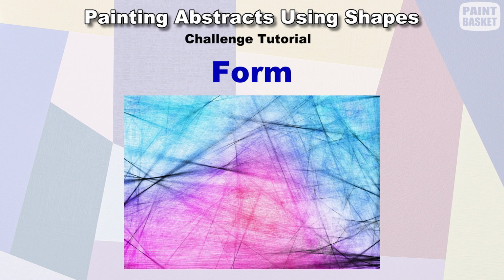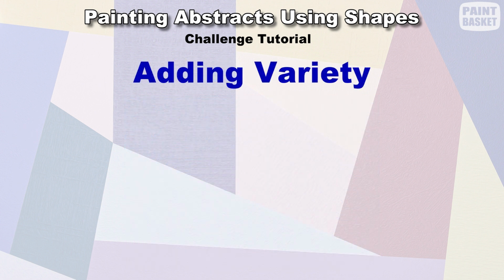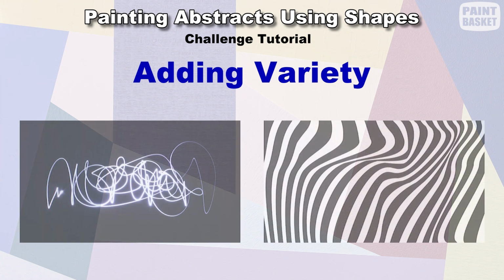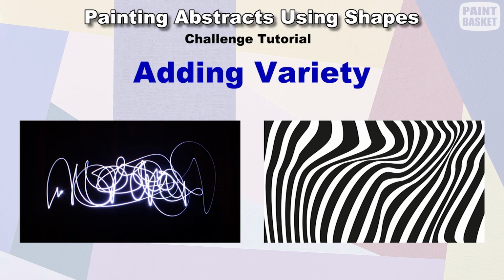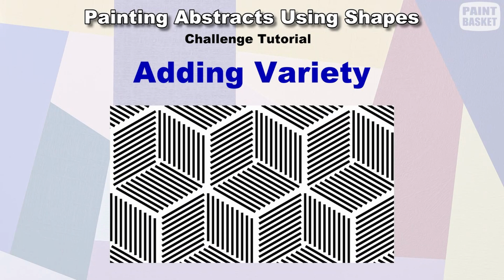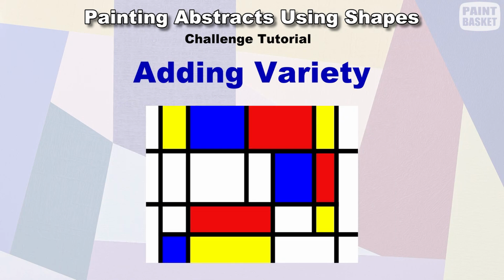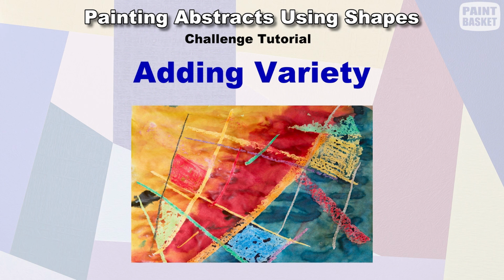Now, let's take a look at a few ways we can add variety to our lines, shapes, and forms in order to create interesting abstracts. The simplest method is to vary the thickness of your lines to create artworks like these. You can also play around with line directions to form repeating patterns, like this. Here is a classic example of how Piet Mondrian used line and color to create his famous modern abstracts. You can take this even further by adding texture to the mix, as you can see here.